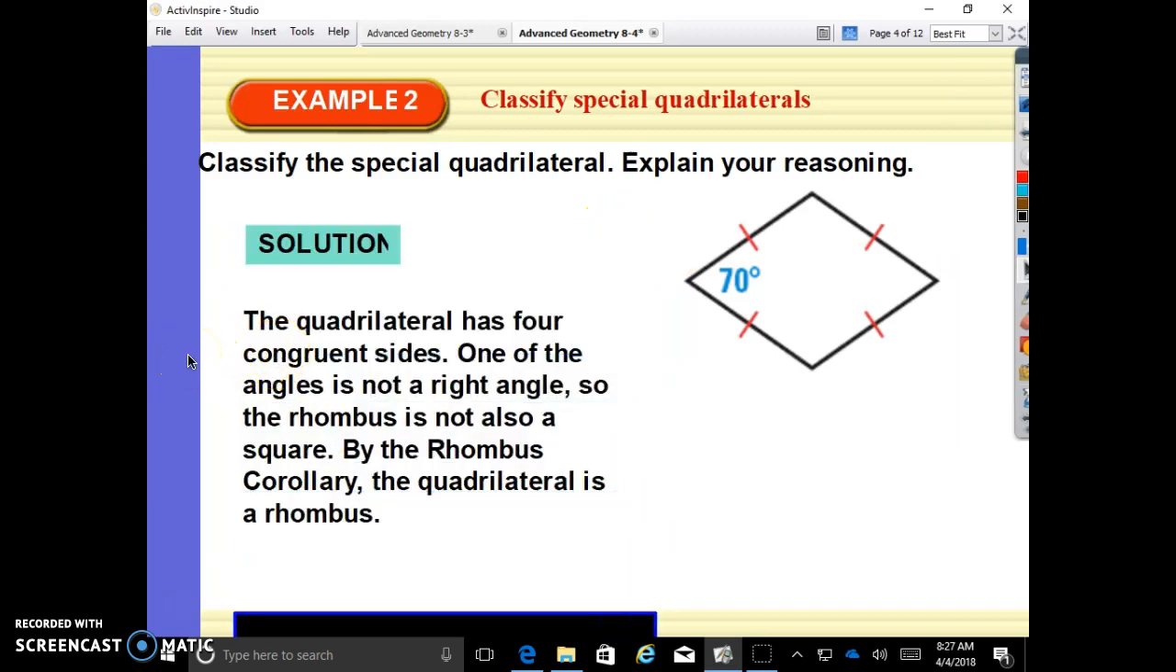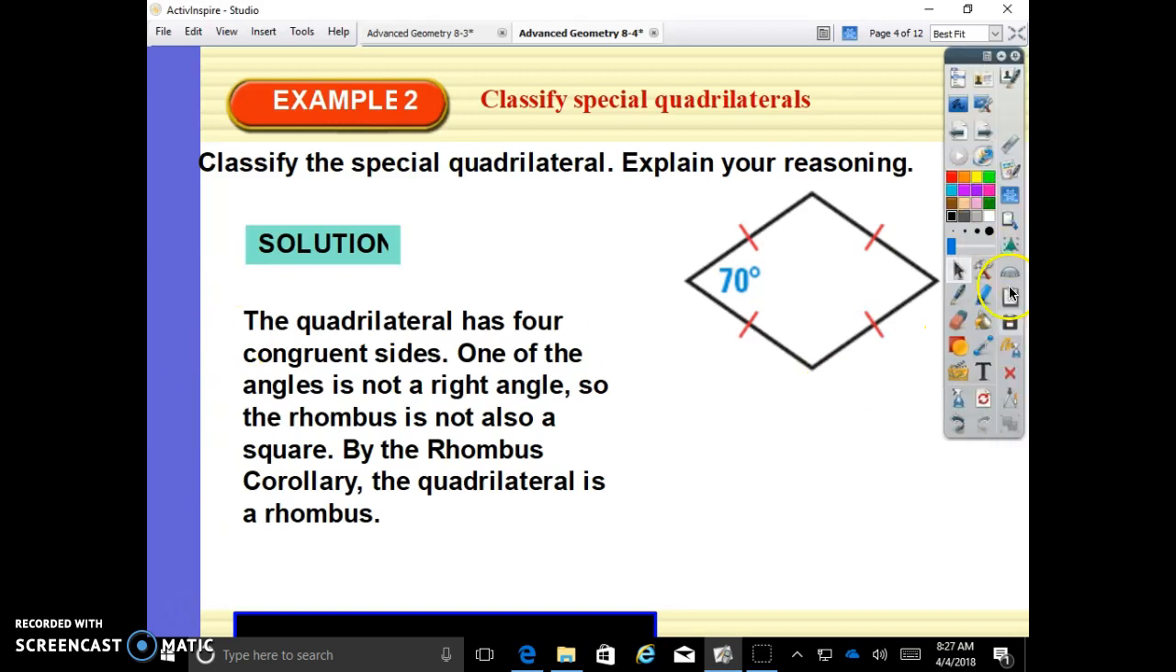The quadrilateral has four congruent sides. One of the angles is not a right angle, so the rhombus is not also a square. By the rhombus corollary, the quadrilateral is a rhombus.